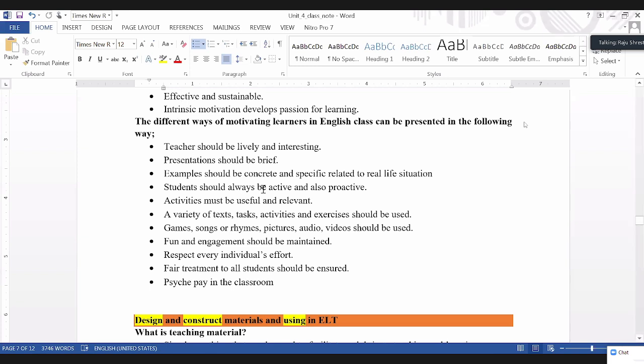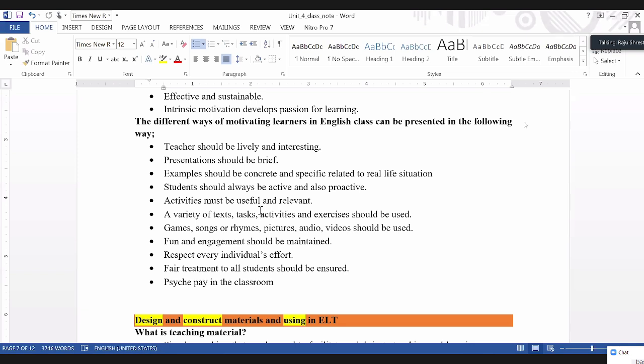So students should always be active and also proactive, not only reactive but proactive. Activities must be useful and relevant. A variety of text, tasks, activities, exercises should be used. It creates variation in the classroom, interest in the classroom. Then ultimately there will be motivation on the part of students.